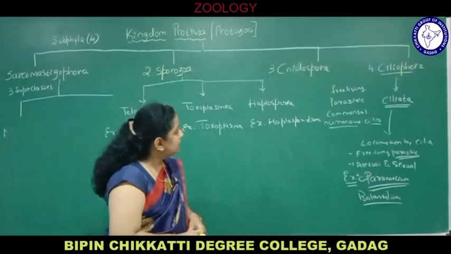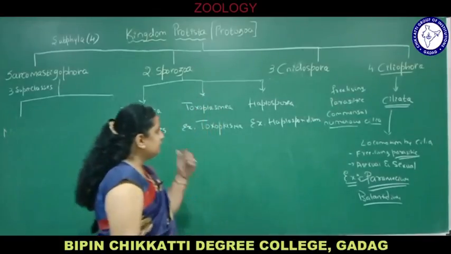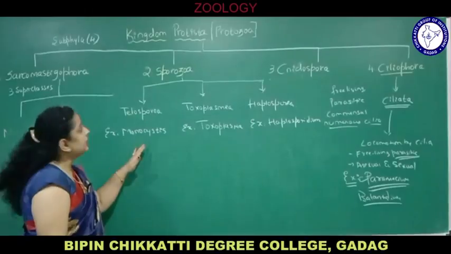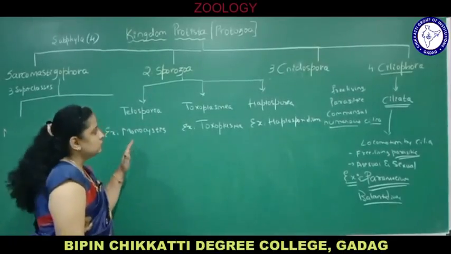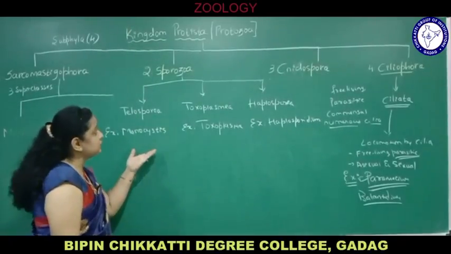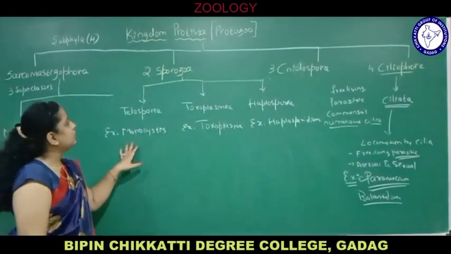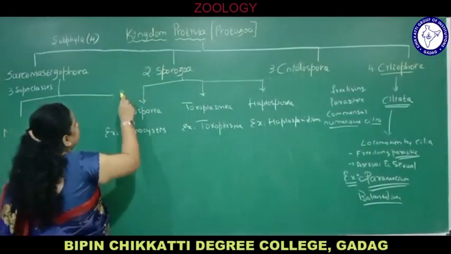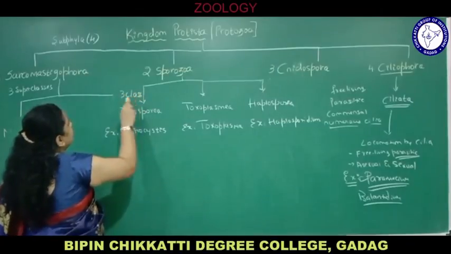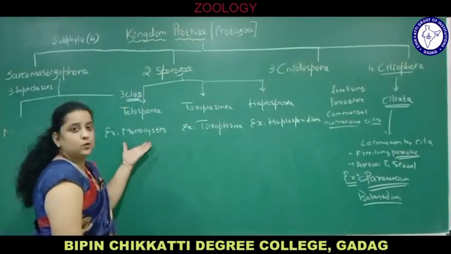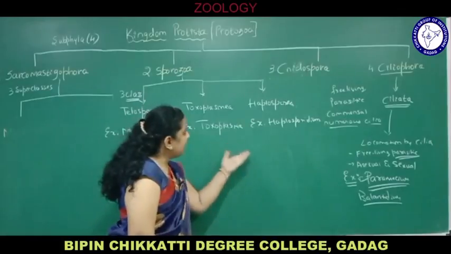So the fourth subphylum is Coeliophora. Before that, the second one, Sporozoa. Sorry children, I forgot to tell you the classification of Sporozoa, so we'll come back to it. The subphylum Sporozoa is divided into three classes: Telosporia, Toxoplasmia and Haplosporia.